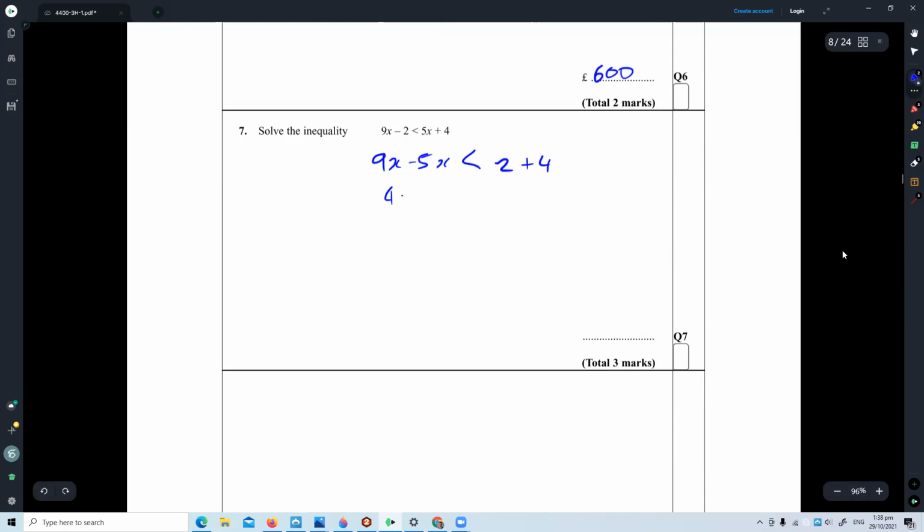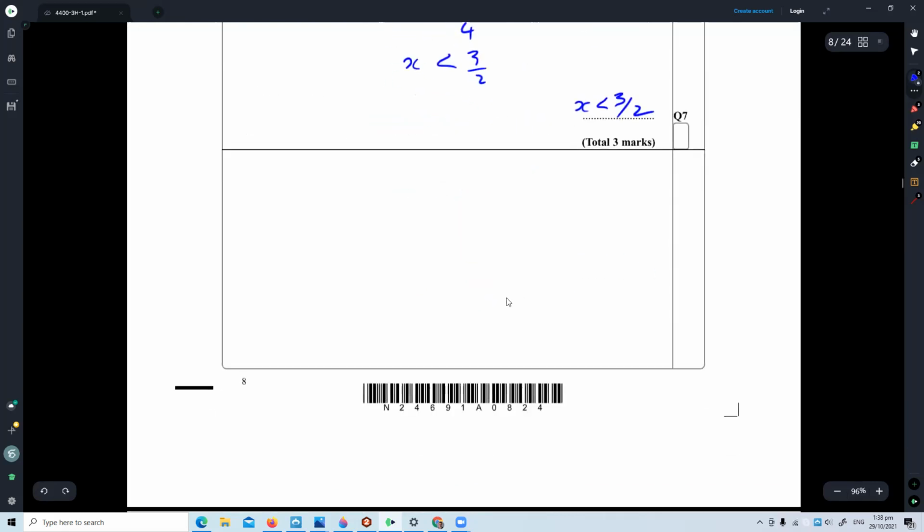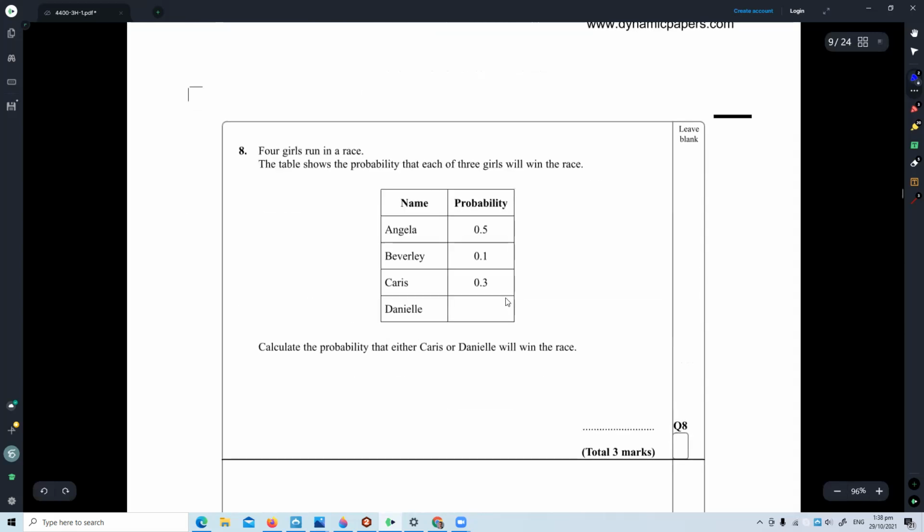And I get 4x is smaller than 6. And then x is smaller than 6 over 4. x is smaller than 3 halves. So that's it. x is smaller than 3/2. That should get me 4 marks. No, 3 marks. Okay. All right, 4 girls run in a race.